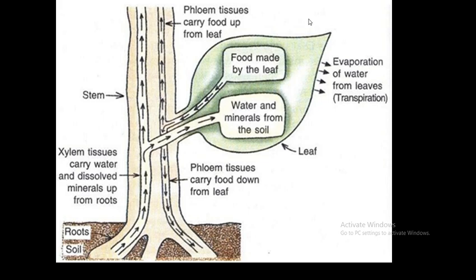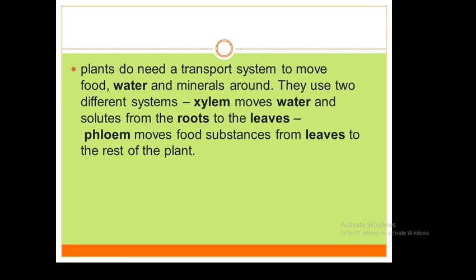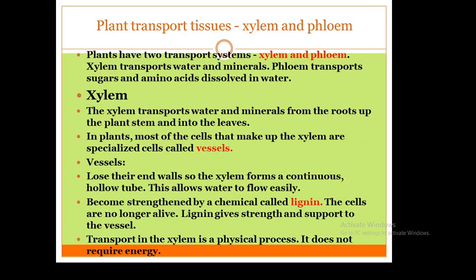Here, this is what we call the kitchen of the plant, which is the leaves, where photosynthesis takes place. Evaporation of water from the leaves takes place here. Plants do need a transport system to move food, water and minerals around. They use two different systems. Xylem moves water and solutes from the roots to the leaves, and phloem moves food substance from the leaves to the rest of the plant.